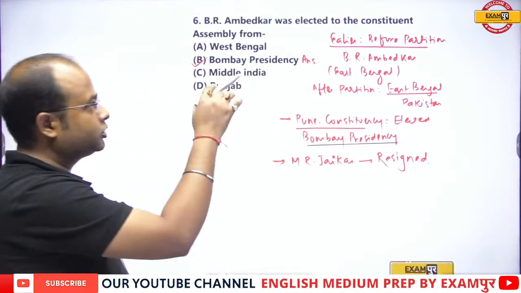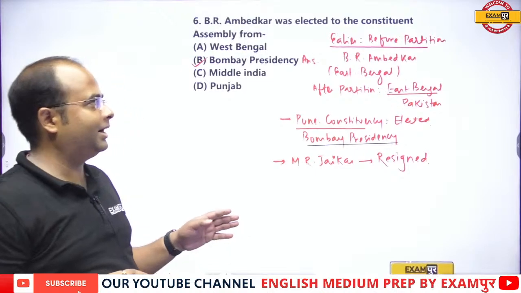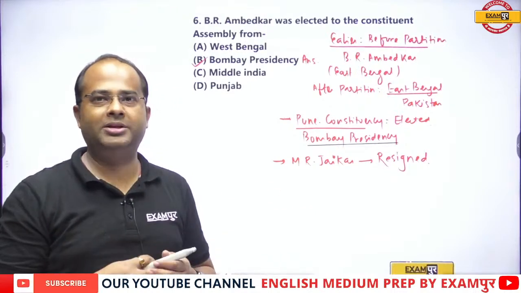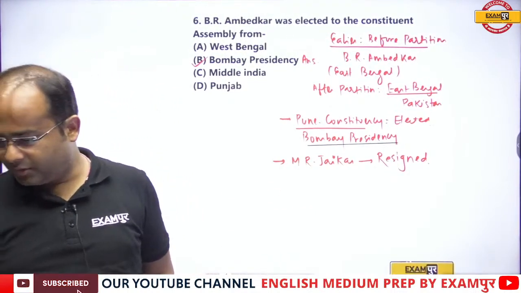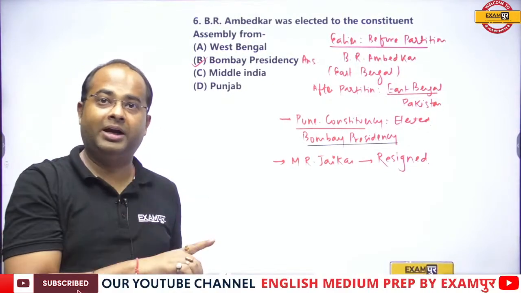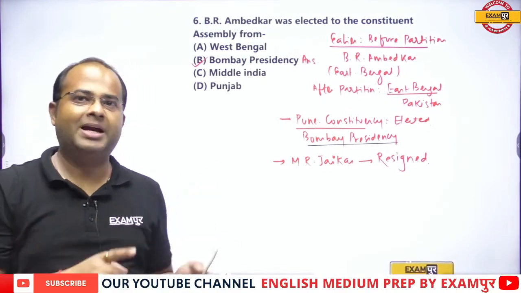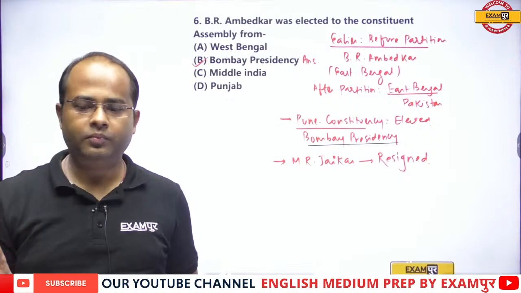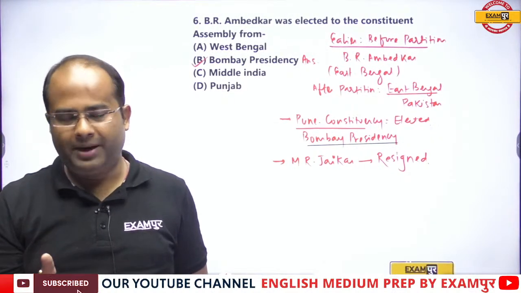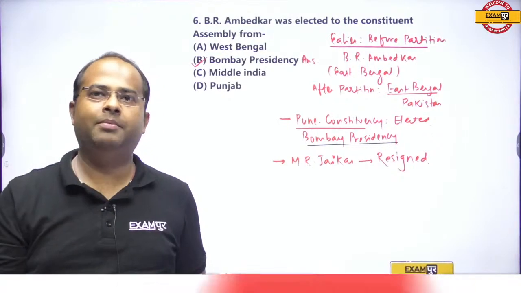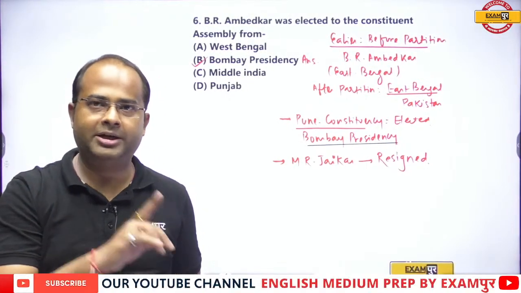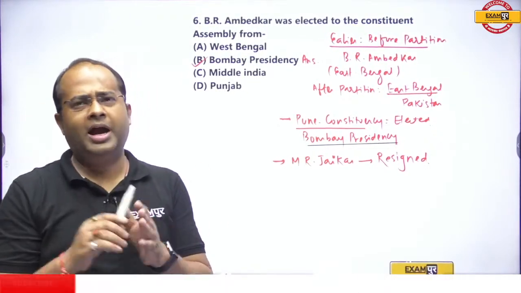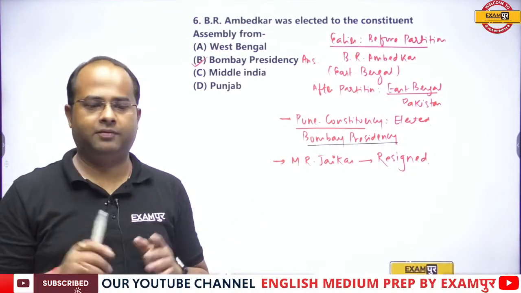Guys, this is the whole story: from where he was elected earlier, what happened after partition, and how he got the seat of the Pune constituency. Actually, the Pune constituency seat was M.R. Jaikar's, but he resigned. Then Baba Saheb Bhimrao Ambedkar contested the election, won, and came into the Constituent Assembly. I hope, my dear students, the whole story is clear to all of you. Please give me a thumbs up if you have understood, and if you have any point of confusion, you can ask.